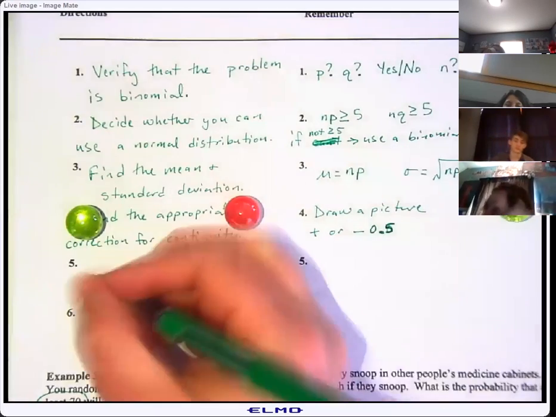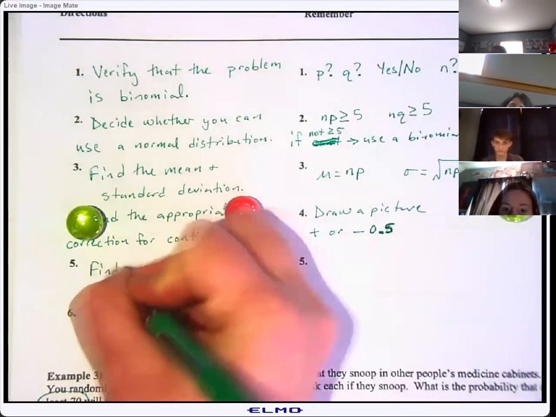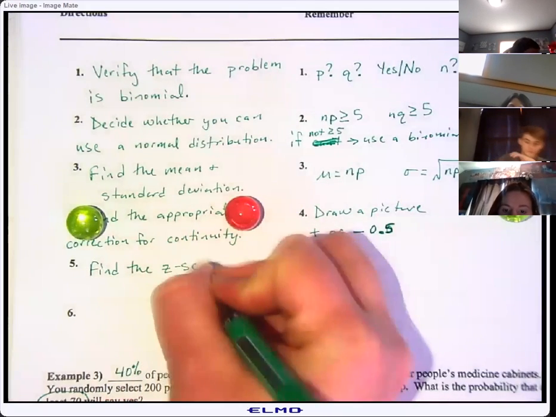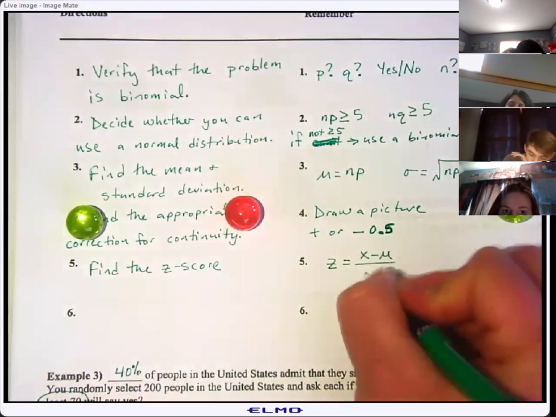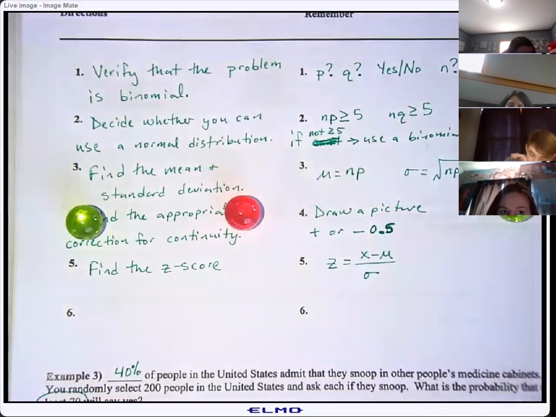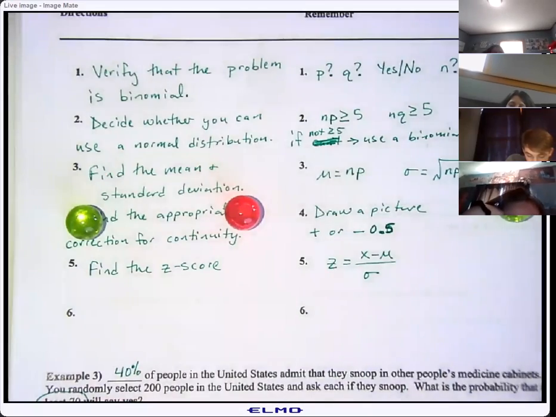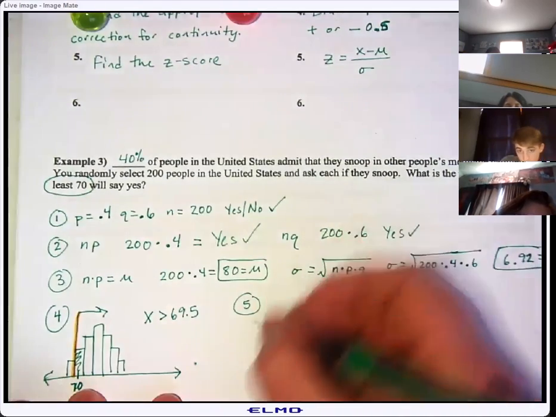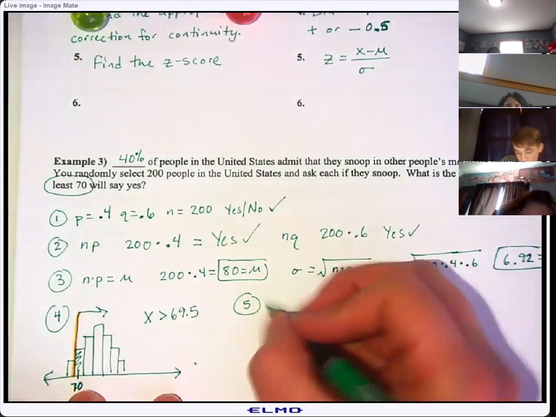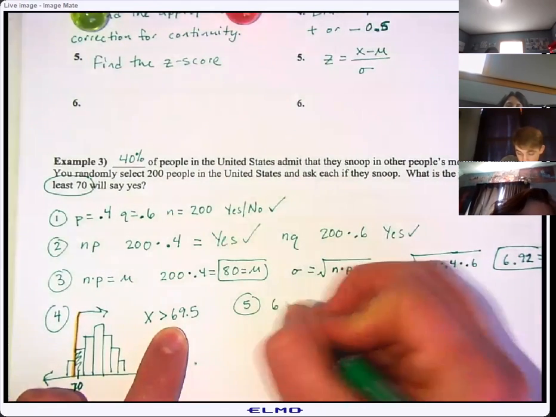All right. Now, the next thing you're going to do is find the z-score. Z equals x minus mu over sigma. Okay, so remember we've got a specific mu and a sigma. So down here, I'm going to write x minus mu over sigma. So my x this time is 69.5.